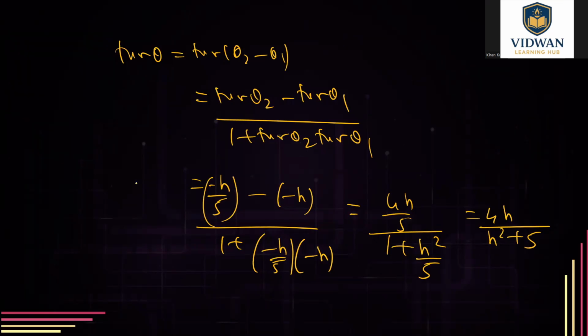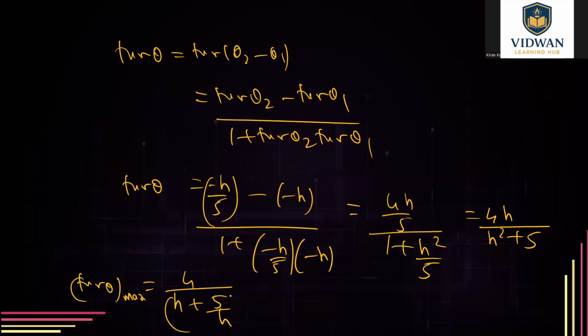So we want this tan theta to be maximum. If theta is maximum, tan theta is maximum. So how do you get that? You can also write this as 4 divided by (h plus 5 by h). So for tan theta maximum, the denominator must be minimum. And when will this be minimum?